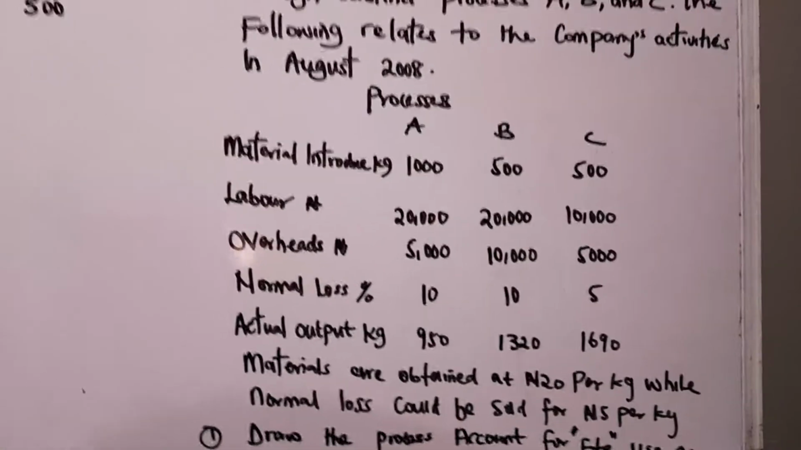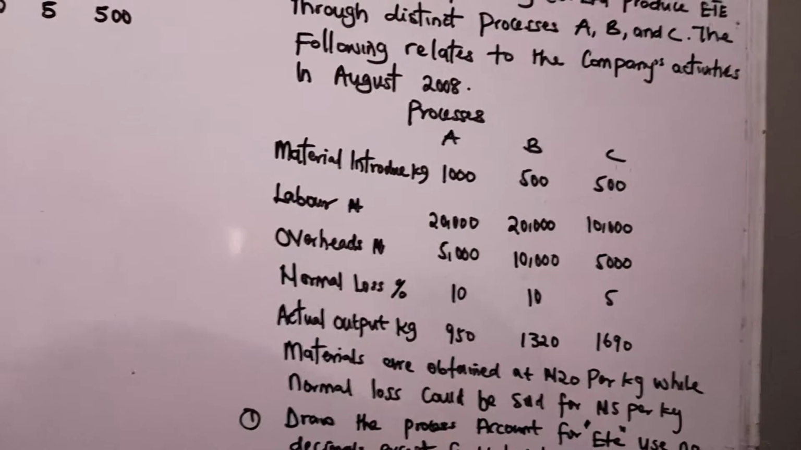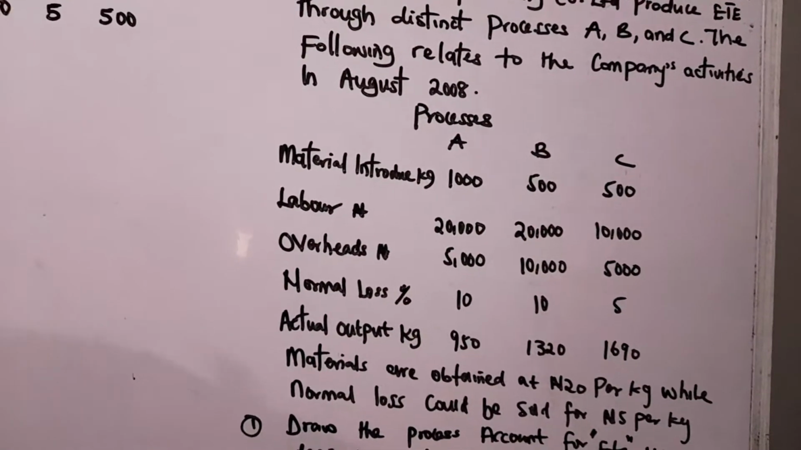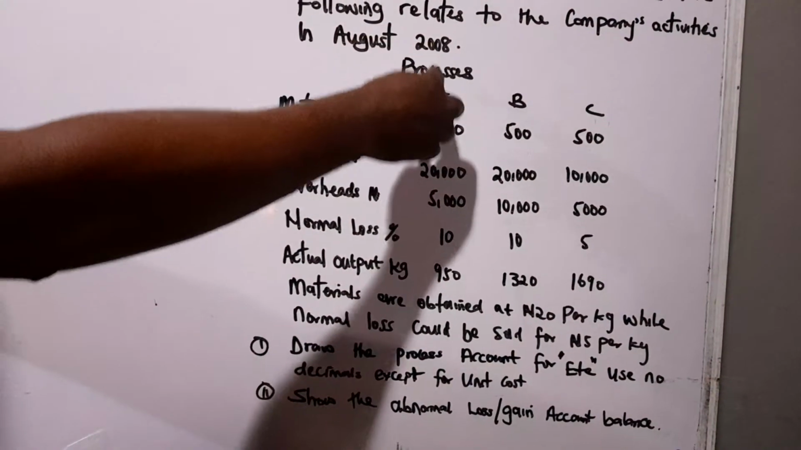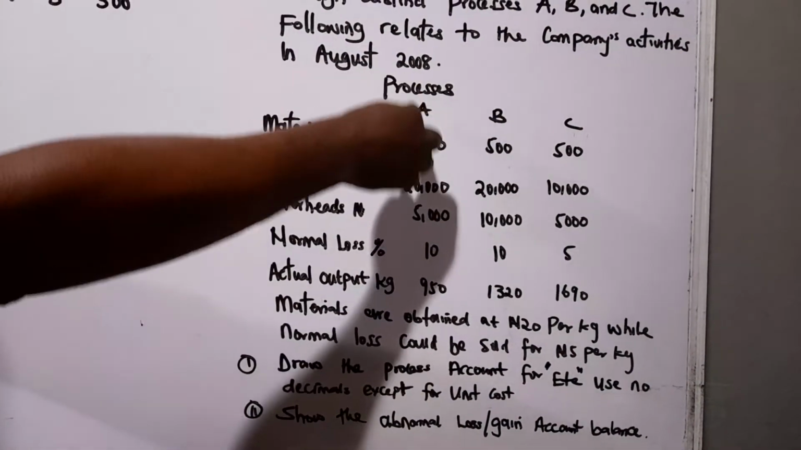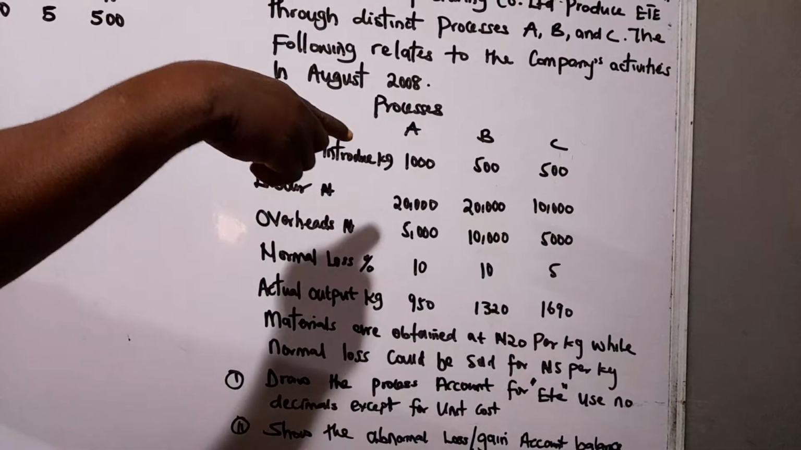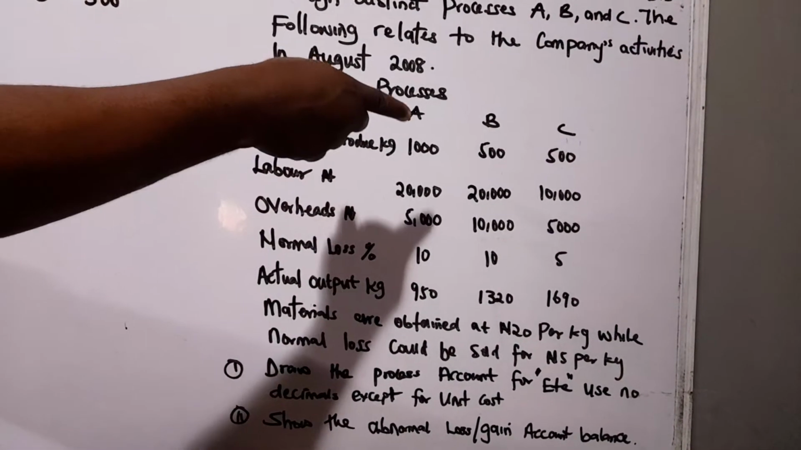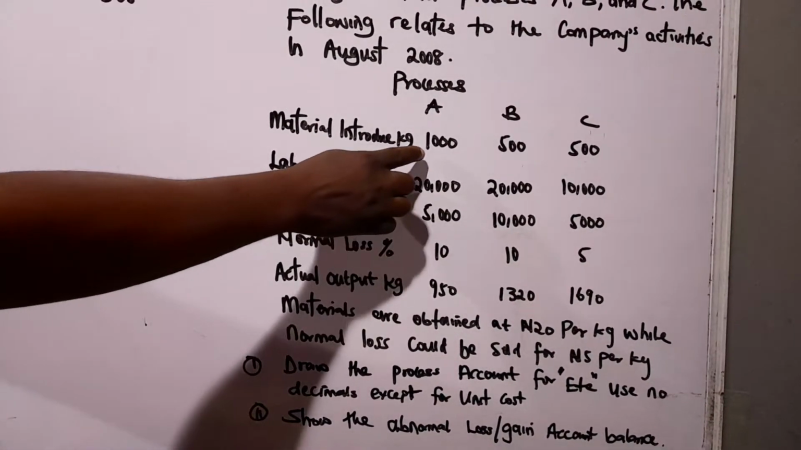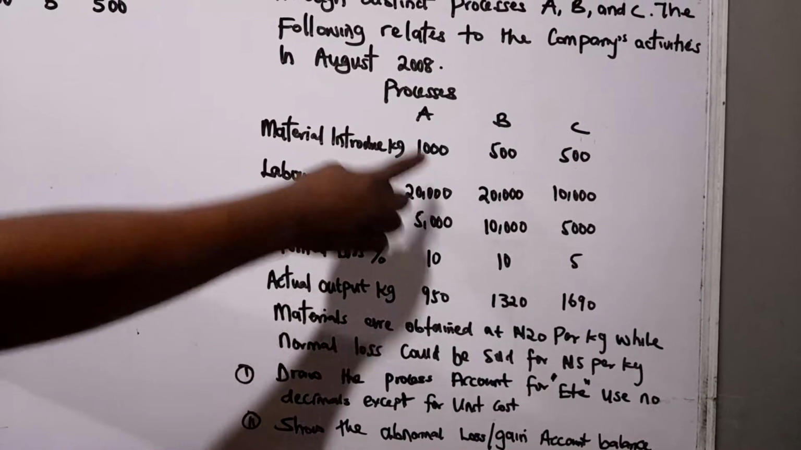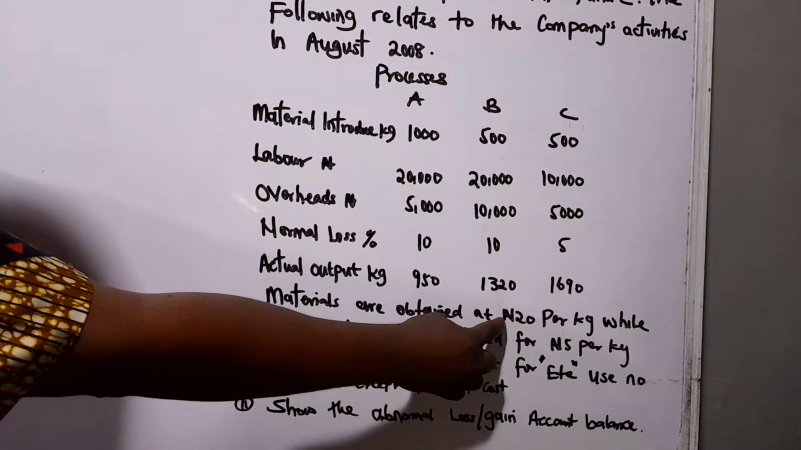So the first thing you need to do is deal with the unit column. Now, what is the unit column? I'm going to prepare a process costing account for A first. The output of A will be the input of B, and so on till I get to C. Now the first step, let's take a look at the material. This is 1000 for A and was obtained at 20 naira. So that is the input.